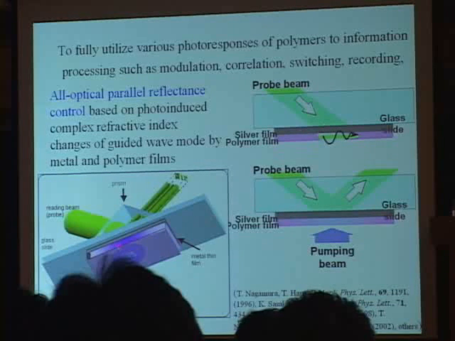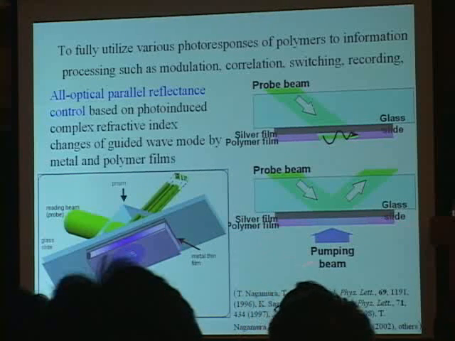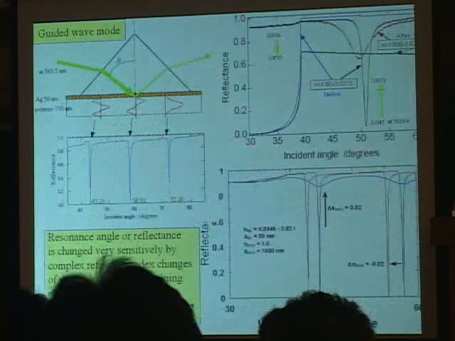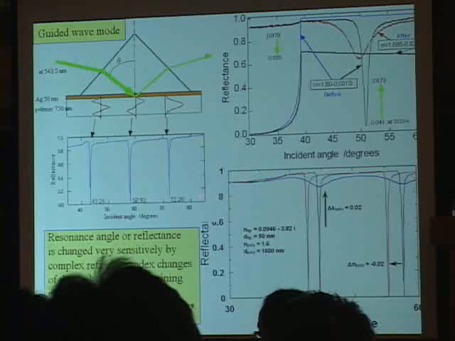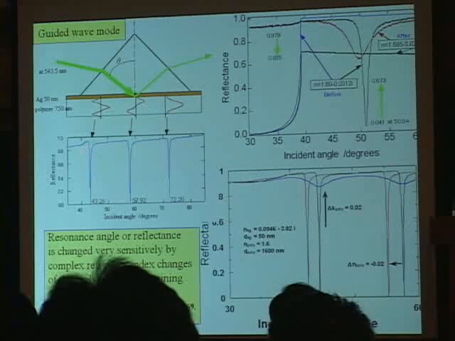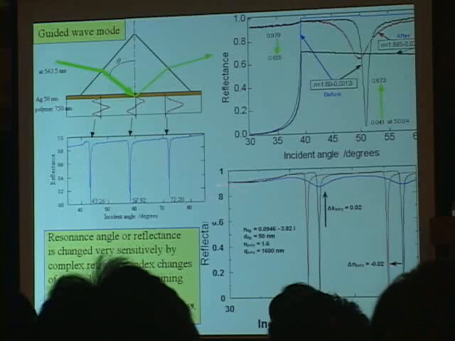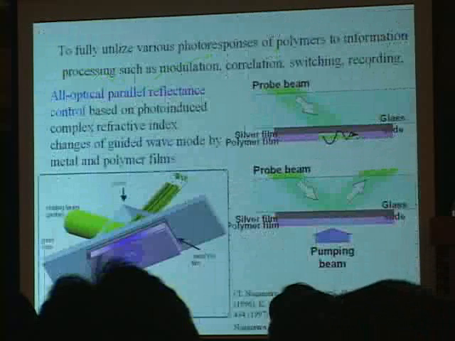But if we change the complex refractive index of this polymer layer by using this light, then the condition changes, as shown here, which gives this reflection again. So we can change this condition by using this light.